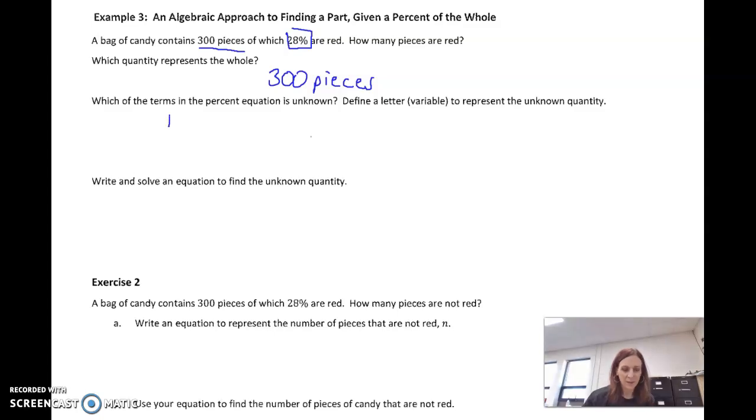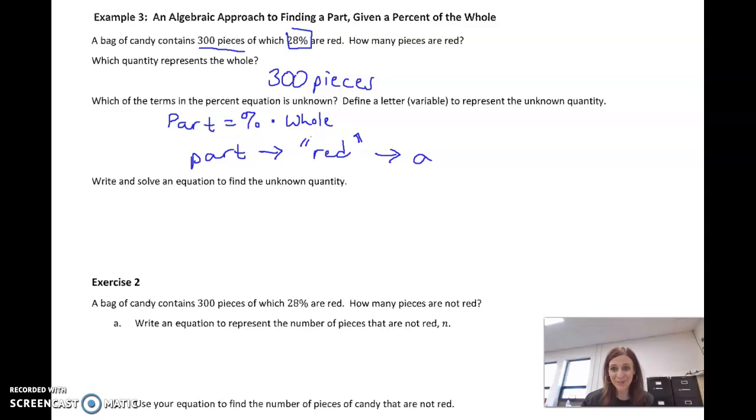Well, we have part equals the percent times the whole. Okay? We know the percent and we know the whole. What we don't know is the part. Okay? So the part is how many pieces are red. And I'm going to use the letter A. And I'm using the letter A because that comes into play later on. It's going to be A.